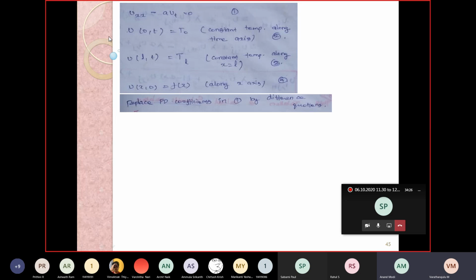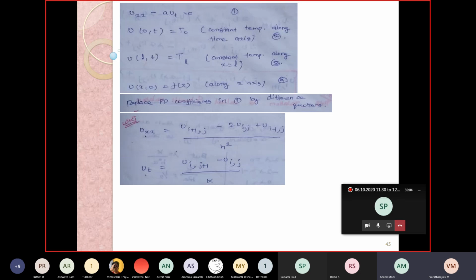And this T naught is the constant temperature along the time axis, and parallel to the time axis, at L comma t the temperature is Ts. These are the basic information; there is no need to keep them in mind. The thing we need to remember is u_xx minus a u_t is equal to 0. This is the information related to the x-axis, and replacing it into the given equation, we get u_xx similar to that of Laplace and Poisson, and u_t for the time term. This is the equation.